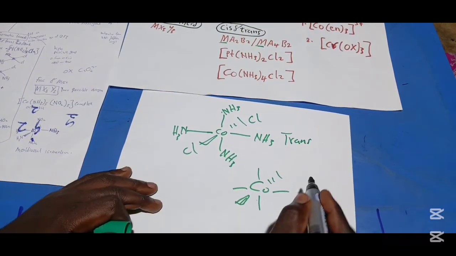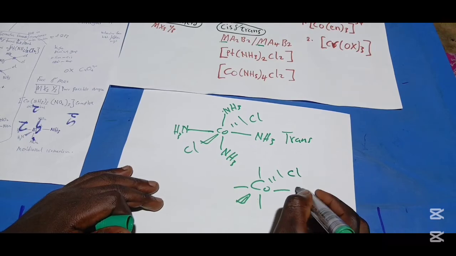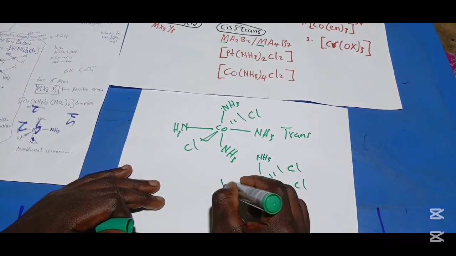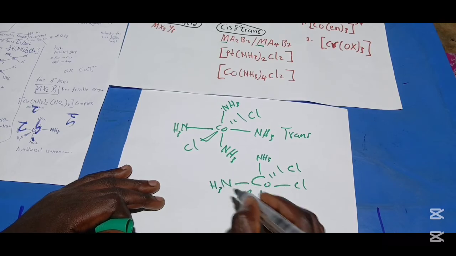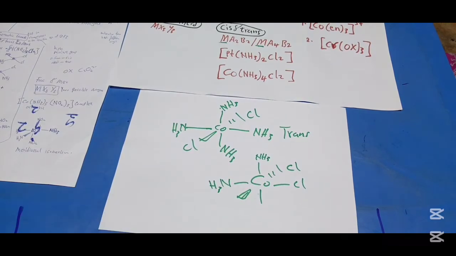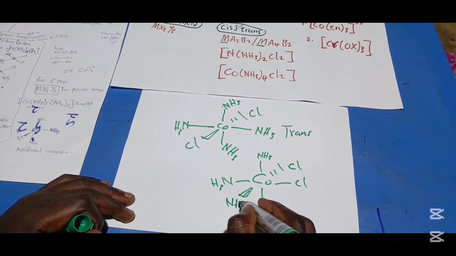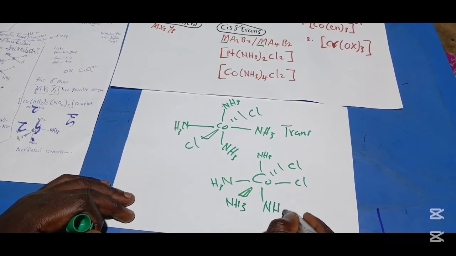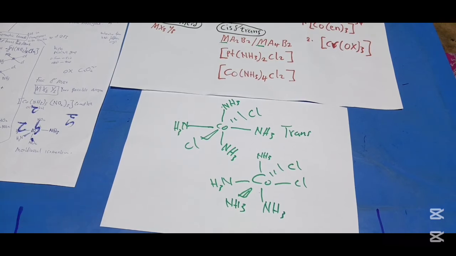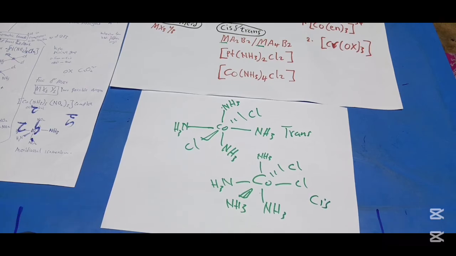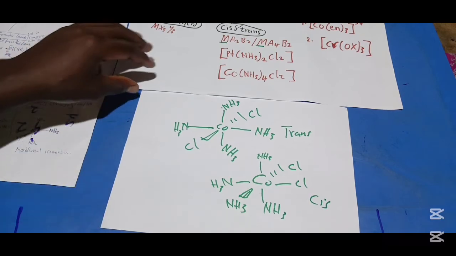Let's say there can also be a point where we have all our chlorine like this, and the rest will be NH3, NH3, NH3, NH3. So for something like this, you see that we have the cis isomer here.